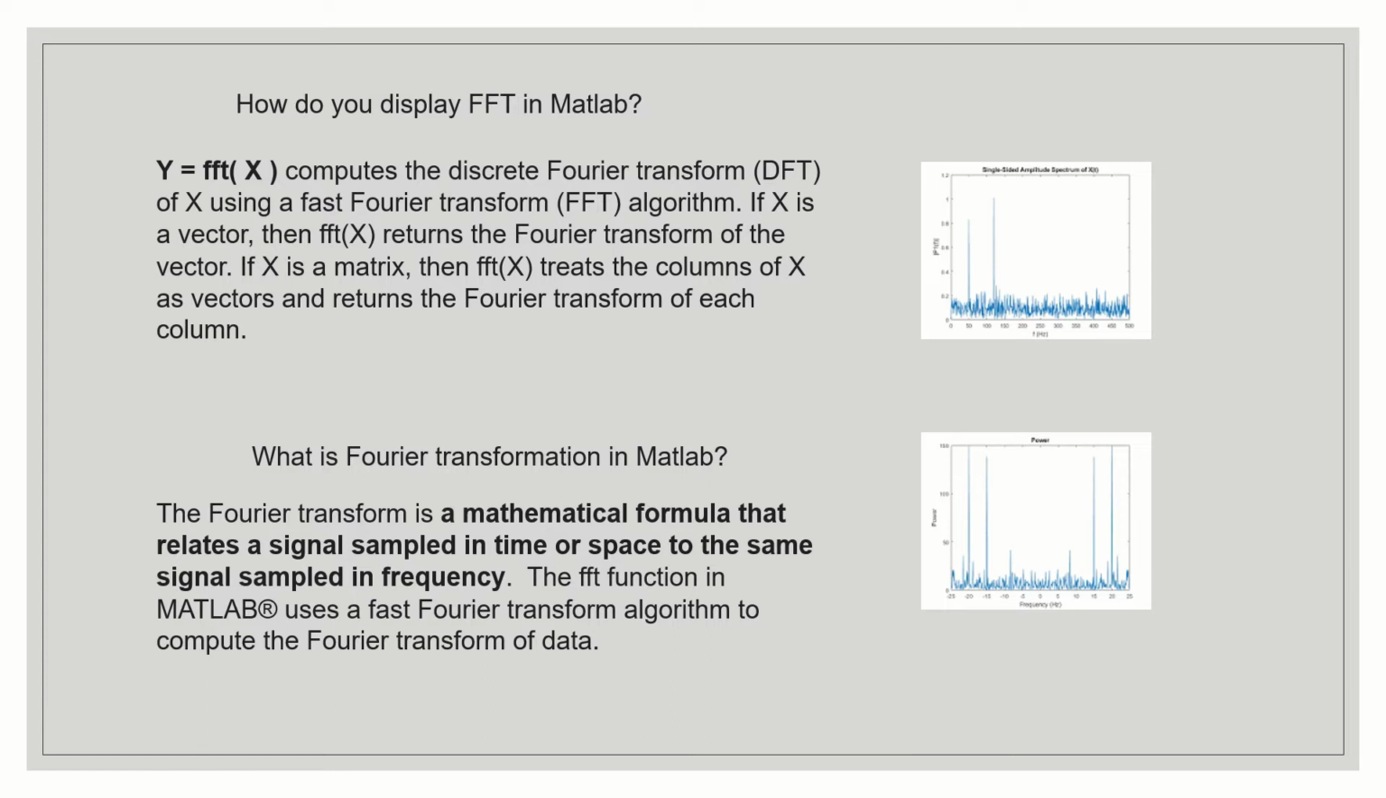How to display FFT in MATLAB? Y equals FFT(X) computes the discrete Fourier transform, which is DFT, of X using a fast Fourier transform algorithm. If X is a vector, then FFT returns the Fourier transform of the vector. If X is a matrix, then FFT treats the columns of X as vectors and returns the Fourier transform of each column.